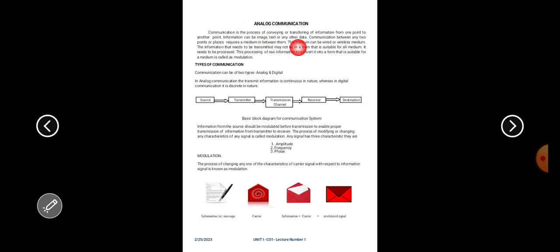Analog communication. Before we enter into analog communication, what is communication? Communication is the process of conveying or transferring information from one point to another point. Information can be image, text, or any other data. Communication between any two points or places requires a medium in between them. This medium can be wired or wireless. The information that needs to be transmitted may not be in a form that is suitable for all media. It needs to be processed.